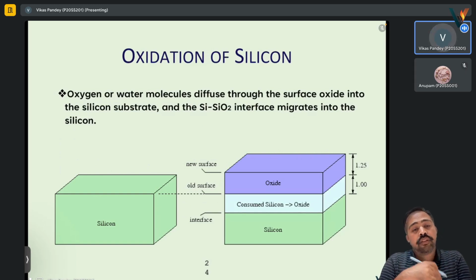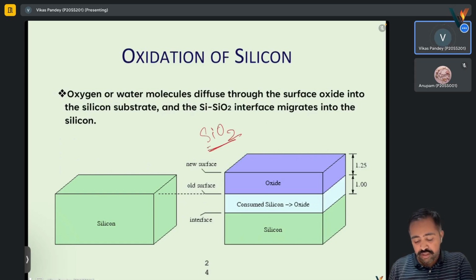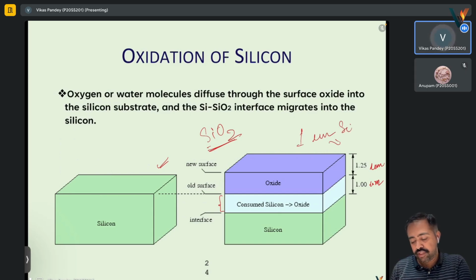So how is this done? Oxygen or water molecules will react with silicon to form SiO2. But this SiO2 will not be in the same volume as Si, since an extra molecule is being added. If we have silicon and some part of it is consumed to form the oxide, then if 1 micrometer of silicon is used, an extra 1.25 micrometer will be formed. That means it took 1 micrometer of Si, and we will get 2.25 micrometer of SiO2. So that is the ratio that we get.